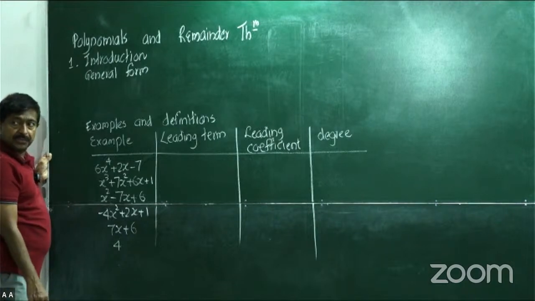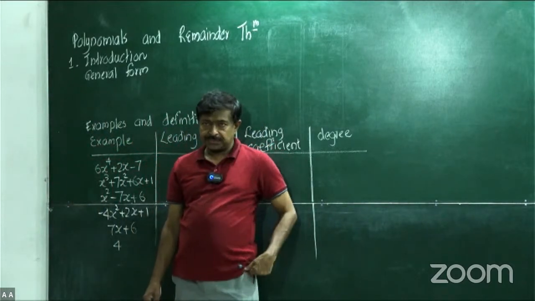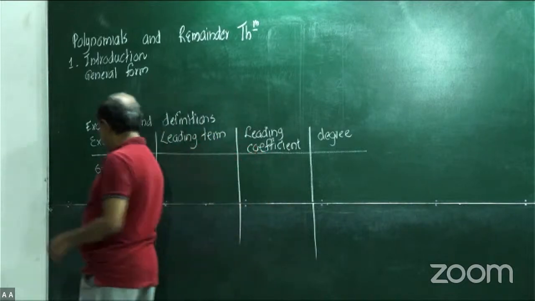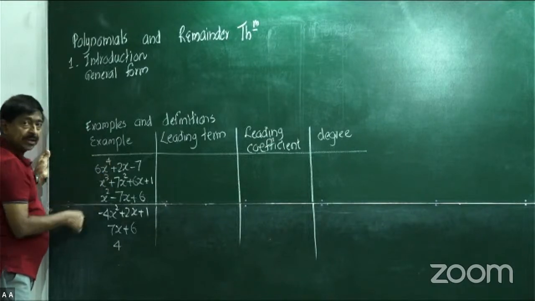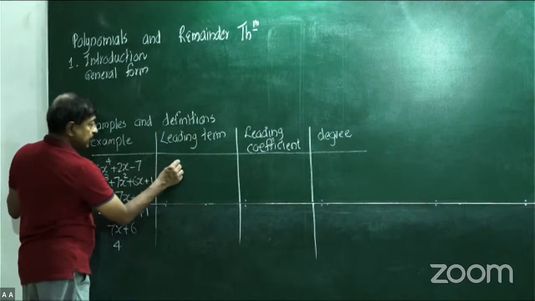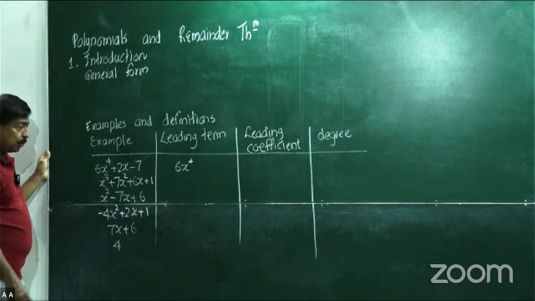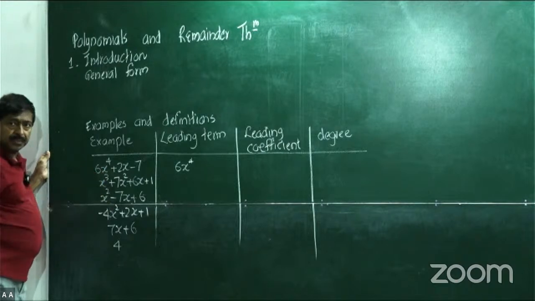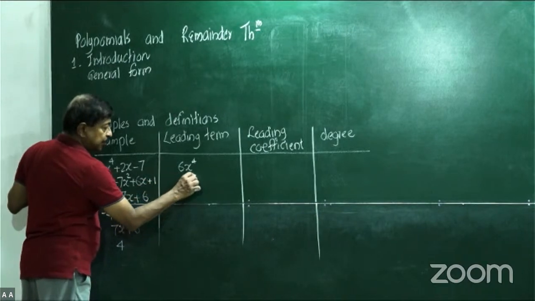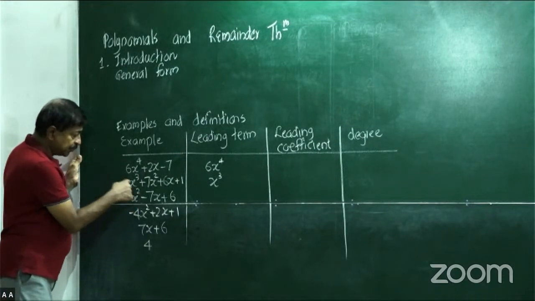All these are polynomials. All these are examples for polynomials. Now, leading term is the term which carries the highest power of x. If you take this polynomial, this is the leading term which carries the highest power of x. Now, if you take this one, this is the term carrying the highest power, x cube. That's called the leading term. Here, the term carrying the highest power of x is x squared.